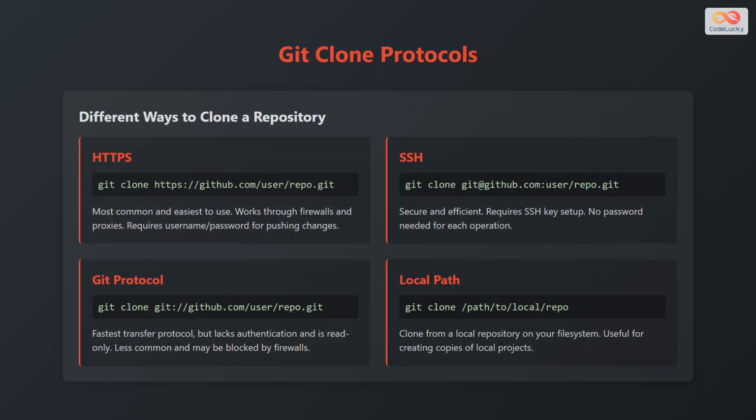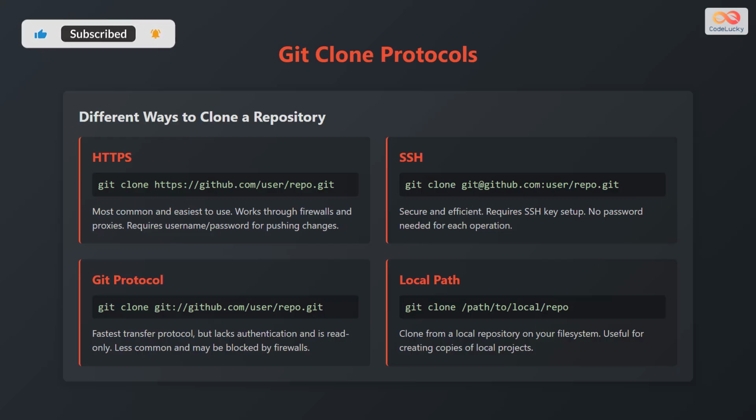There are different protocols available for cloning a Git repository. The first protocol is HTTPS. The example is git clone https://github.com/user/repo.git. HTTPS is the most common and easiest to use. It works through firewalls and proxies, but it requires a username and password for pushing changes.